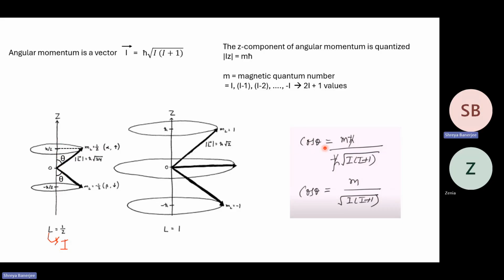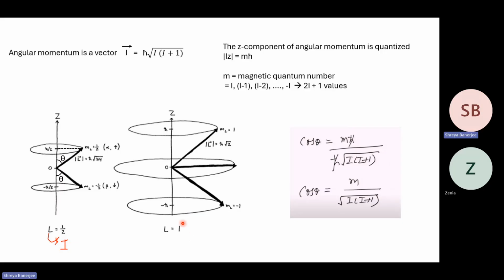cos theta is base by hypotenuse. So the base of this is the z component, that is m h bar. So m h bar divided by the hypotenuse, the I vector, that is h bar root I into I plus 1. That is written here. H bars will cancel out. So cos theta is given by this. If you take cos inverse of this, you will get the value of theta.